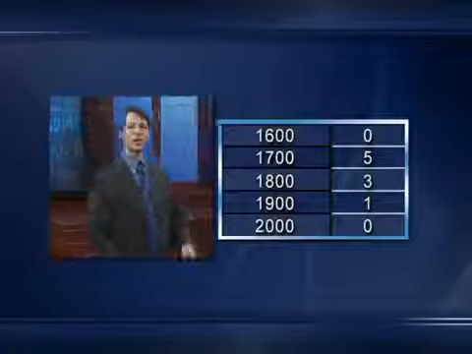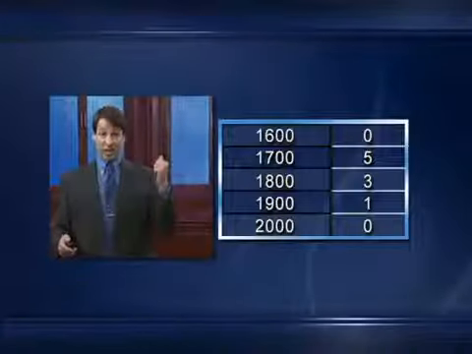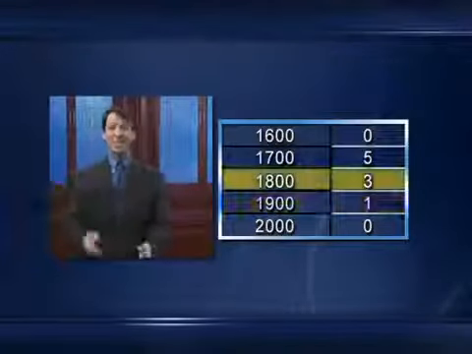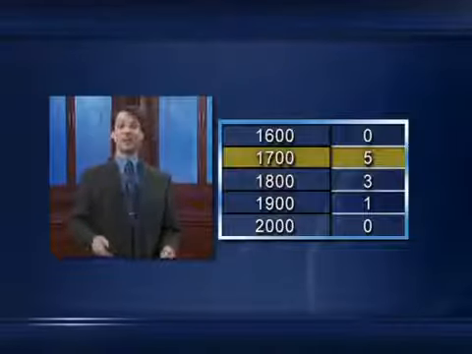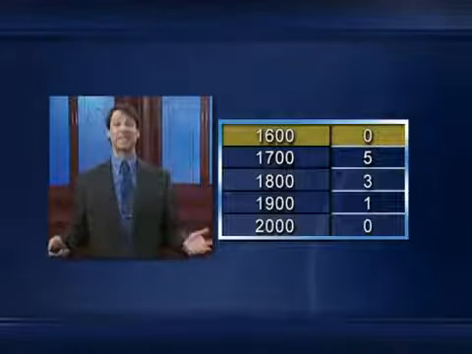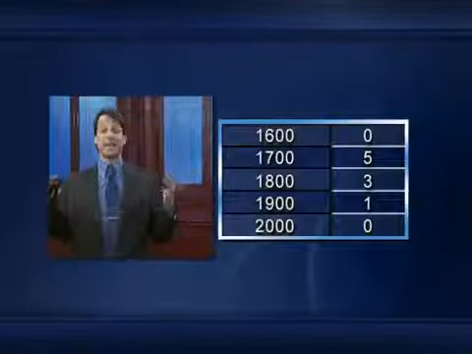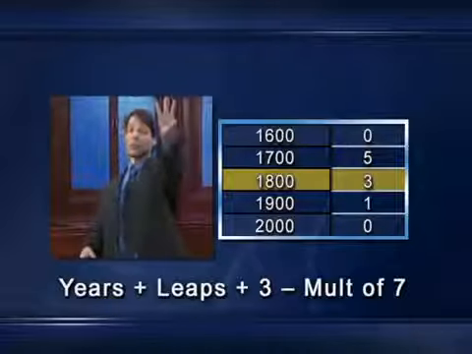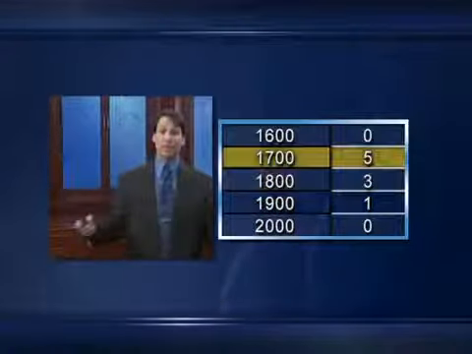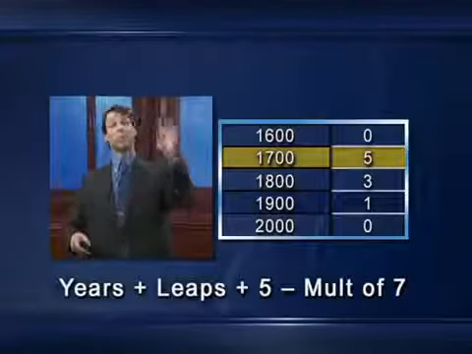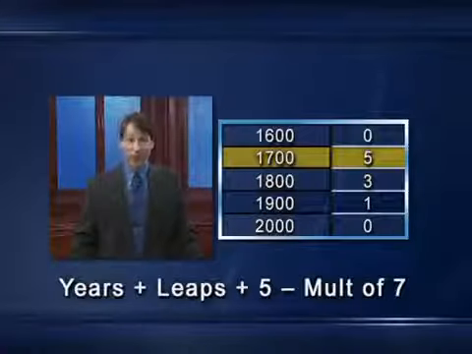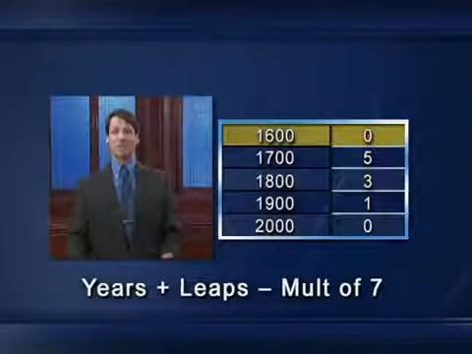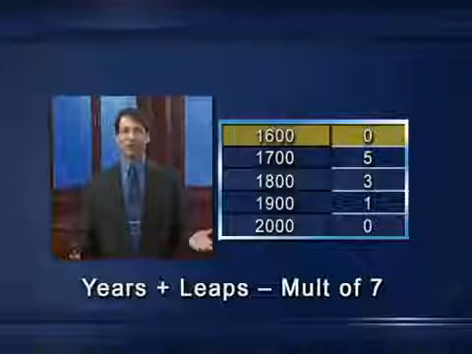Incidentally, here are the year codes for the recent centuries. Okay, 2000 has a year code of 0, 1900 has a year code of 1, 1800 is 3, 1700 is 5, 1600 is 0. So to determine a date in the 1800s, you would do years plus leaps plus 3 minus a multiple of 7. For the 1700s, you do years plus leaps plus 5 minus multiples of 7. For 1600s, it would be exactly the same as the 2000s. It would be years plus leaps minus the biggest multiple of 7.